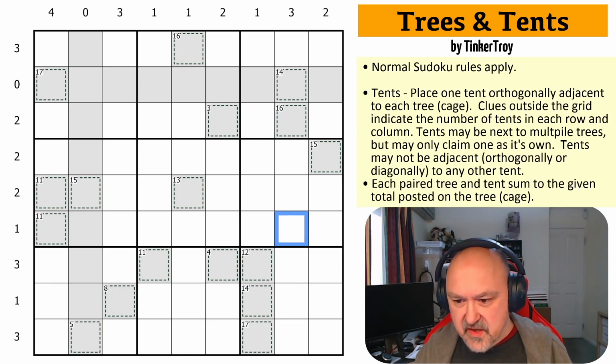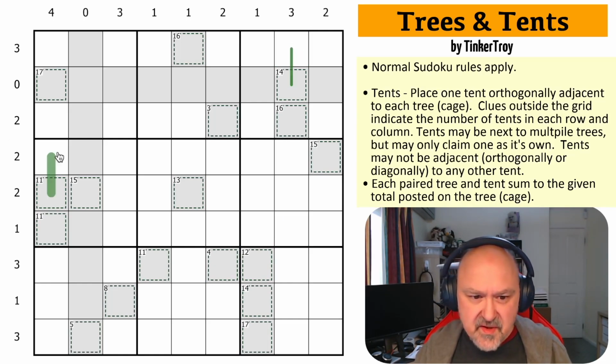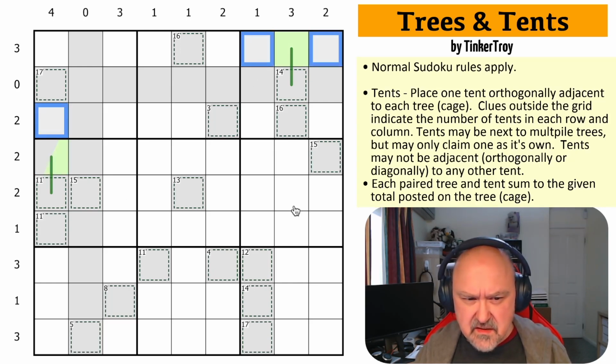So what I can do now is I can say that there's only one place for the tent for that tree. And once I do that, then this is tent, this is tent, and then all of the stuff around it, that, and that are not tent. Now, because this is not tent, I can draw in that line. This becomes tent.